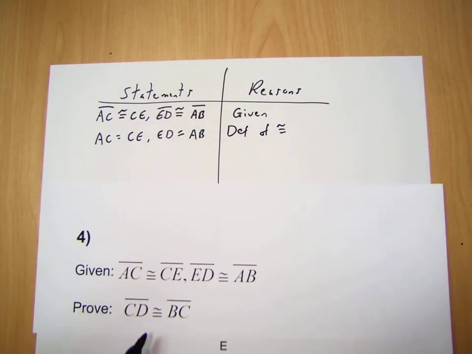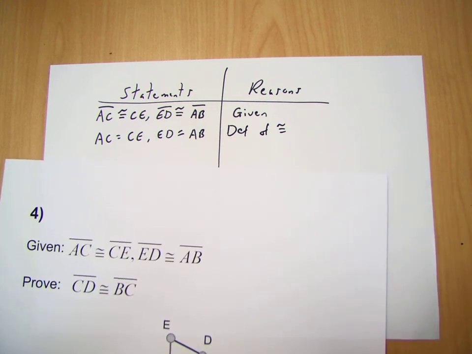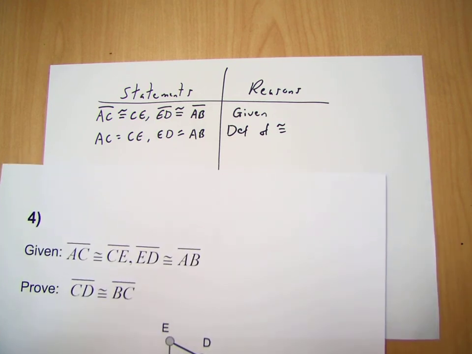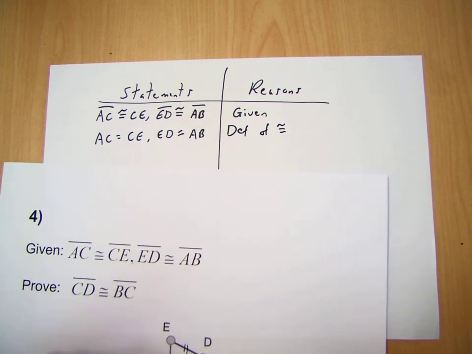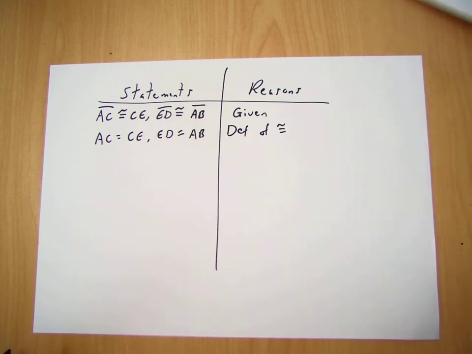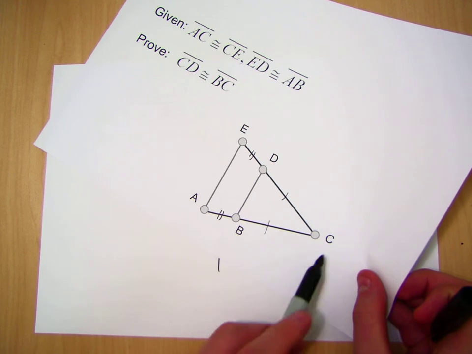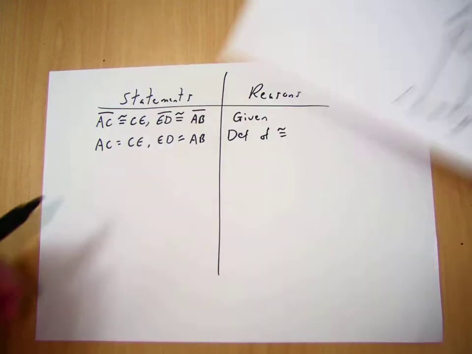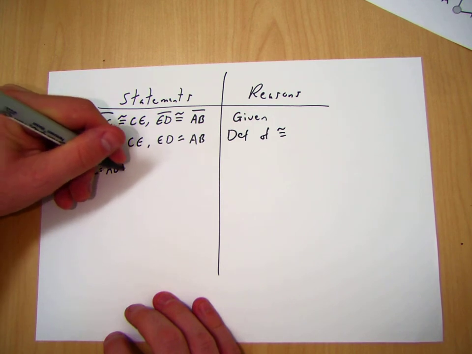Now, from here, they ultimately want me to get CD is congruent to BC. We know here that ED is congruent to AB, and we know that the big ones, AC and CE, are congruent to each other. So you can tell I'm going to do a segment addition here. Here's the first step: right away, I'm going to say that AC is equal to AB plus BC. So let's write that out, AC is equal to AB plus BC.